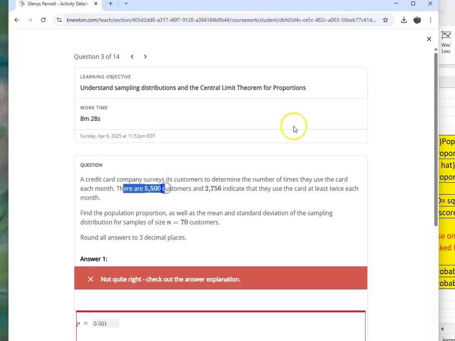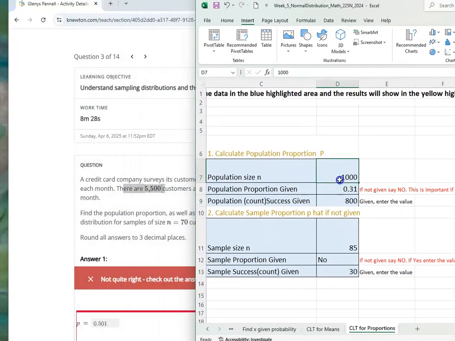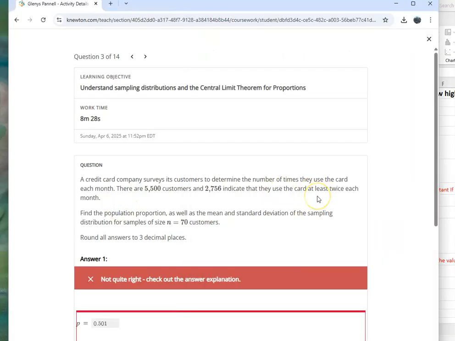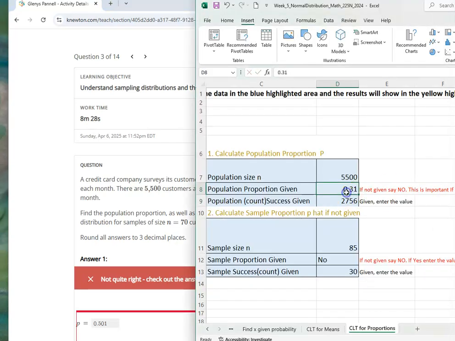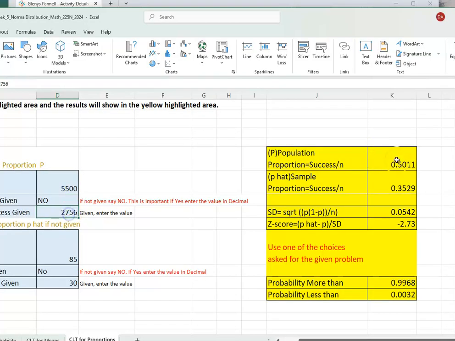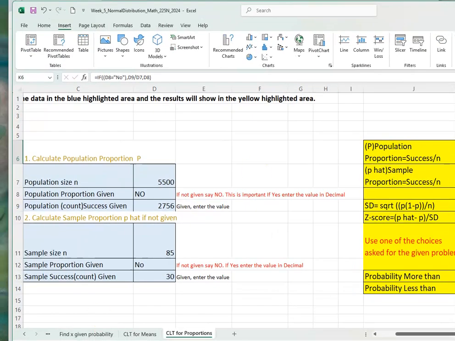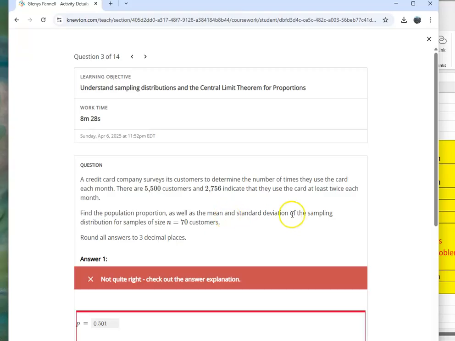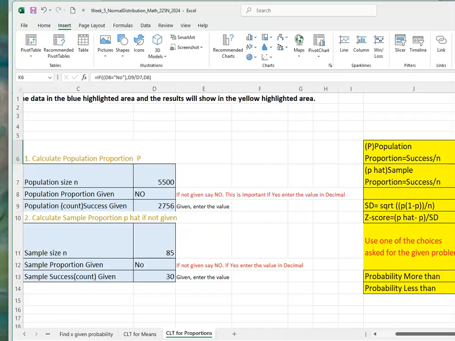So looking at another one here, a credit card company surveys its customers. And it says there are a total of 5,500 customers. So that's my population size. And 2,756 meet the criteria we are looking for here, which is use the card at least twice a month. And so we don't have a proportion given to us. It's going to be the ratio of the successes out of the total number there. So looking for the population proportion, that's already calculated, the ratio of those two numbers. And then as well as the mean and standard deviation of the sampling distribution if the sample size was 70.